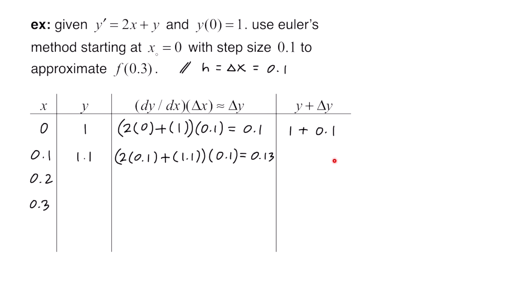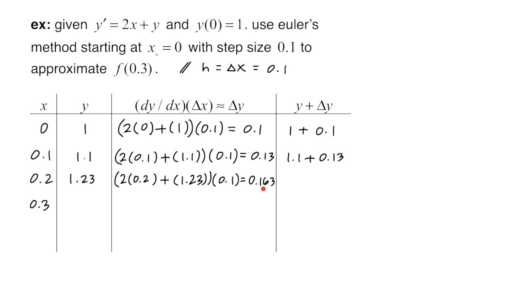0.13. So finally, we take this y value and we add it to 0.13 over here, and when we add these together, we get 1.23, and we're going to drop that value down here. And now we're going to start the process again. We're going to take 0.2 for x and 1.23 for y and plug it into our slope. And then we times all of this by 0.1.